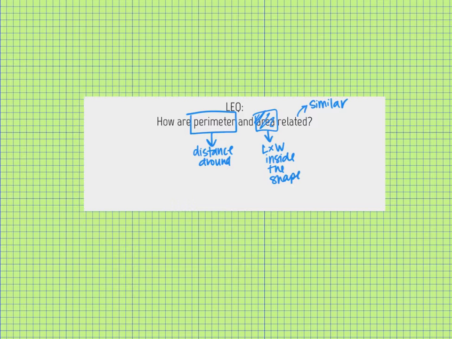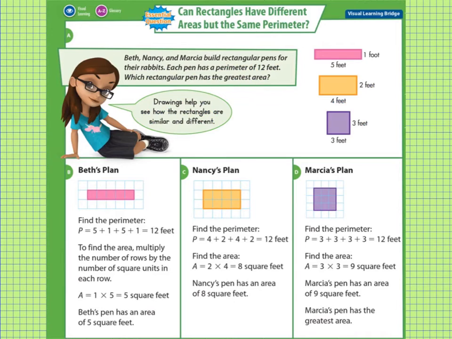So what you're also going to find out in these lessons is that they could have a perimeter of, say, 16 inches, but their area could be something different. Okay, sometimes they'll have a different perimeter than they do in area. So let's go take a look at what your visual learning will look like for the day.